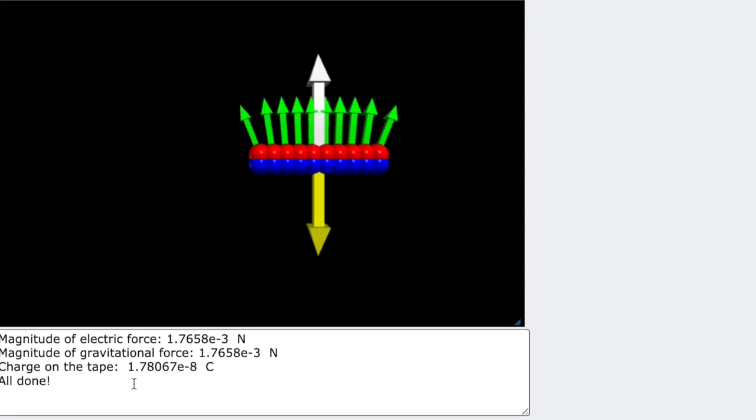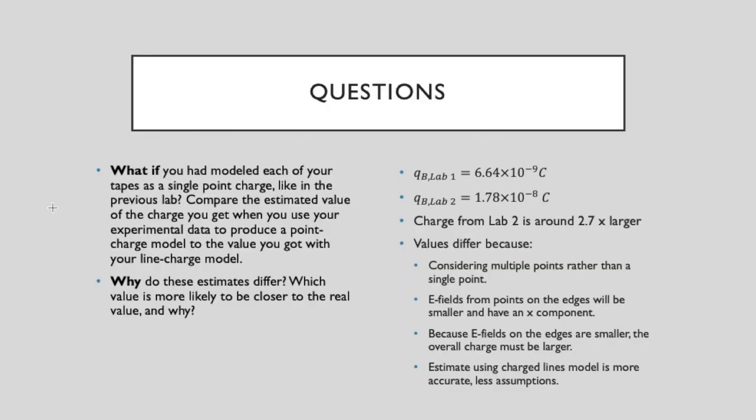We can see that using a value for the charge on the tape of 1.78 times 10 to the negative 8 coulombs, the magnitudes of the electric force and the gravitational force match. Therefore, this is the estimate for the charge on our tape. Now let's go over some final questions.